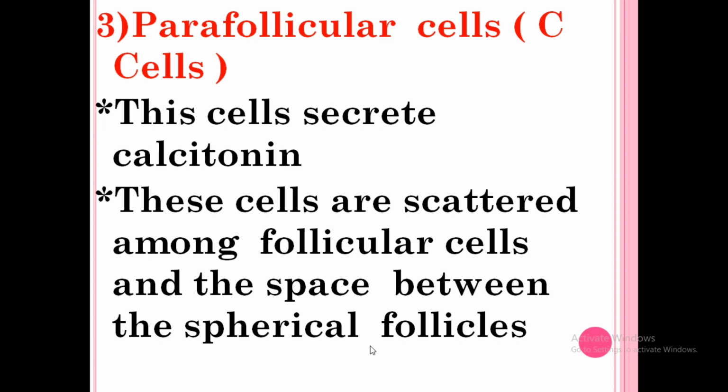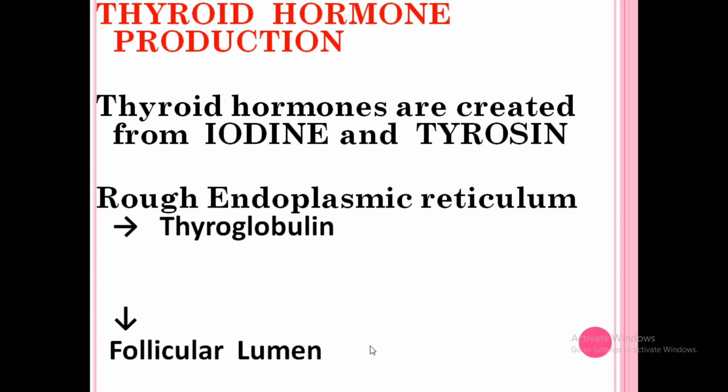And how does the thyroid gland produce thyroid hormone? The primary function of the thyroid is the production of iodine-containing thyroid hormones, that is triiodothyronine or T3 and thyroxine or T4. Also it secretes a peptide hormone called calcitonin. Thyroid hormones are created from iodine and tyrosine. Thyroglobulin is a protein within the colloid in the follicular lumen, created in the rough endoplasmic reticulum of follicular cells, and from there it is transported to the follicular lumen.